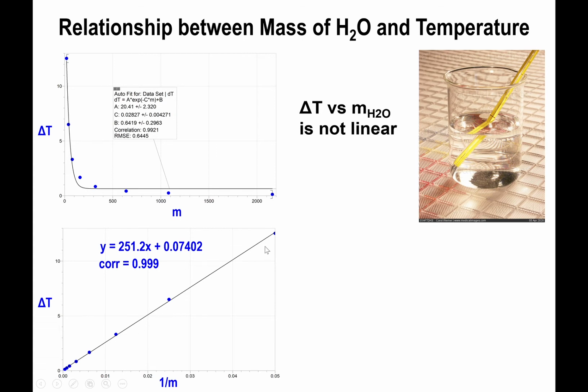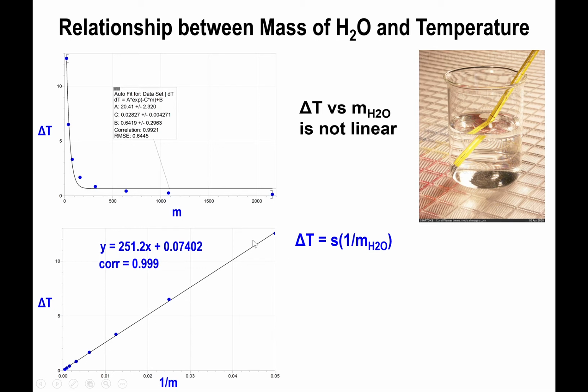And for this particular data set, I obtained a linear equation y equals 251.2x plus 0.07402 as the linear fit. And the correlation value is really good, it's 0.999. So this is as linear as it's going to get. All right, so this is what this relationship tells us: the change in temperature of water as a result of the inverse mass of the water. Because of the correlation here, what we do know is that the change in temperature of the water has to be the y of the equation, and the inverse mass of the water has to be the x.